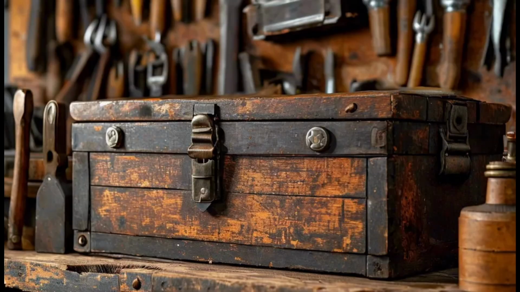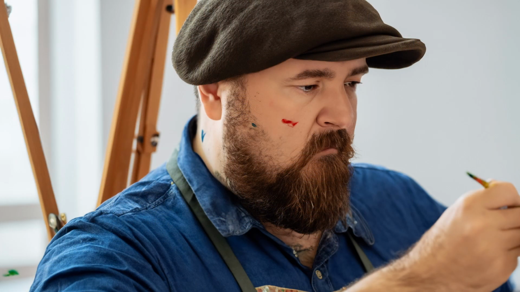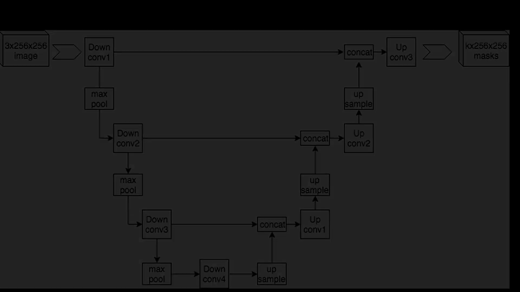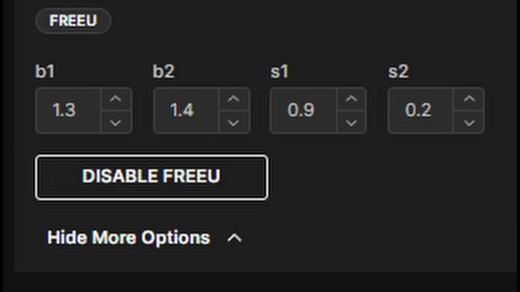You can think of FreeU as a toolbox that lets you fine-tune your images by adjusting 4 key parameters of the UNet neural network that the diffusion models use. As a side note, the UNet neural network is called that because when diagrammed on paper, the structure looks like the letter U. Those parameters are labeled B1, B2, S1, and S2.